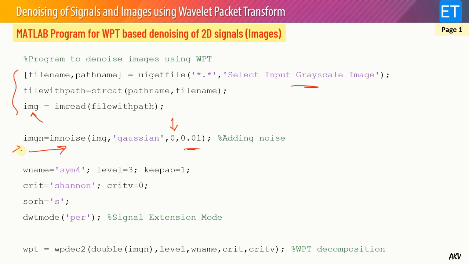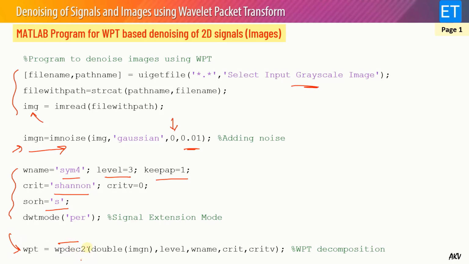So the imgn carries the noisy image, and here are some parameters, the same parameters which I have used in the 1D case. Almost the same I am using here. So the Symlet 4 wavelet I am using, and the level 3 decomposition. I mean I will not allow to threshold the approximation coefficients. Shannon entropy criterion is used, and the soft thresholding is utilized. And this is the function wpdec2.